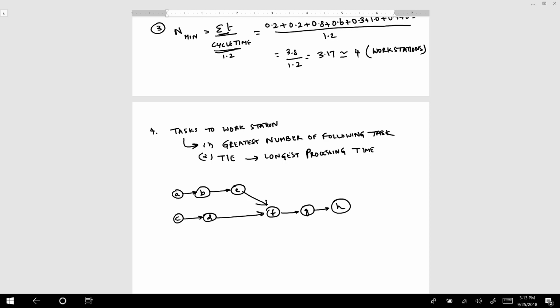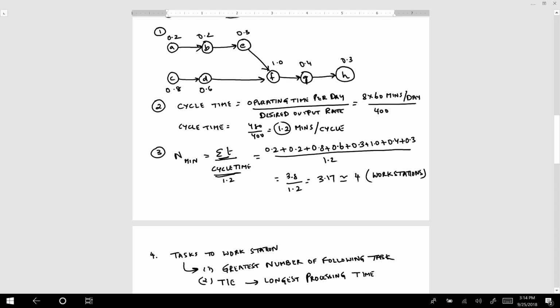And then I will also put the task times in this diagram. So A is 0.2, B is 0.2, and then C is 0.8, D is 0.6, E is 0.3. So this is E. F is 1, G is 0.4, and H is 0.3. So now we wanted to assign these tasks to workstations. Let me cross check with this. Okay.